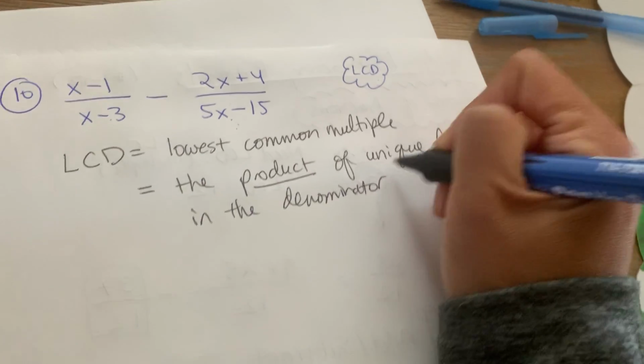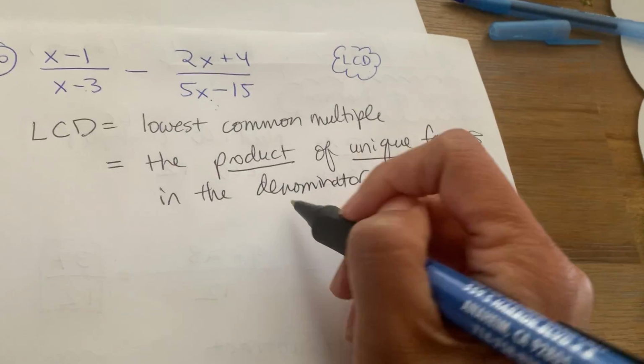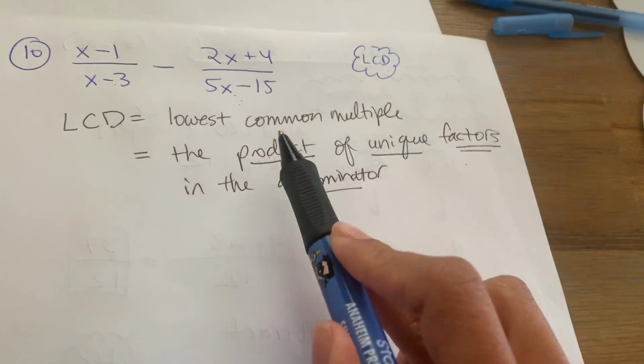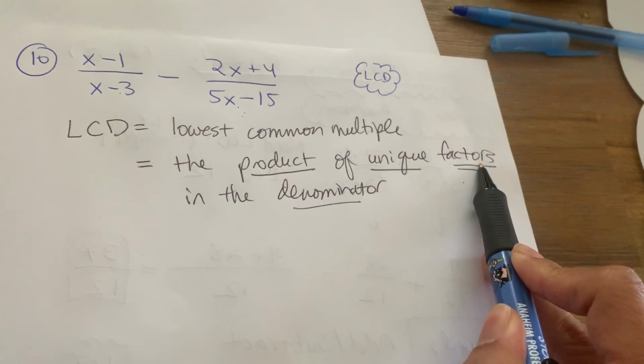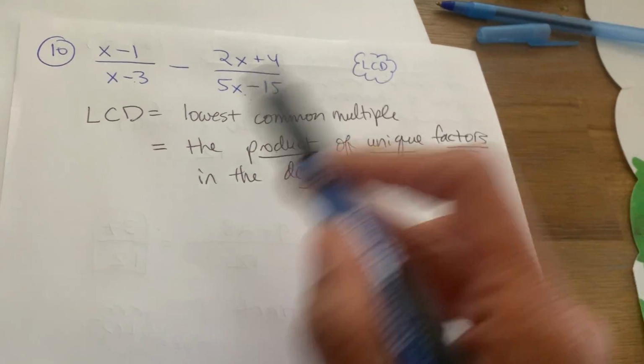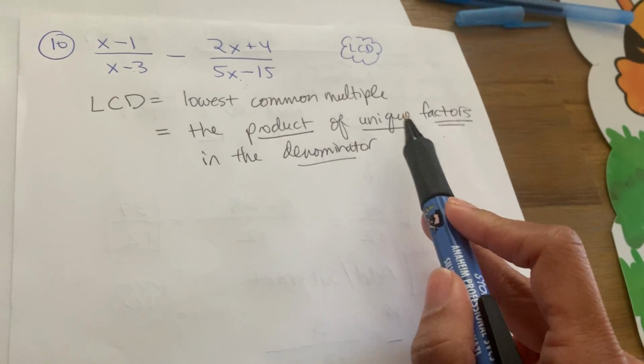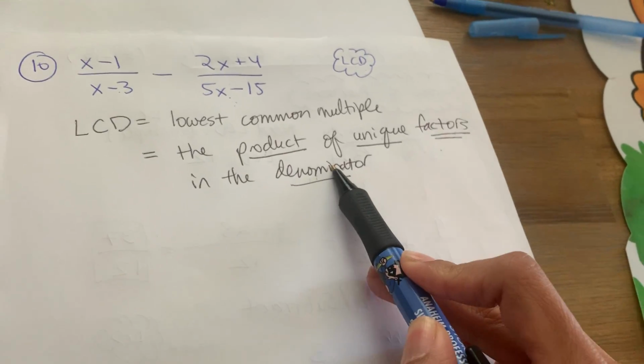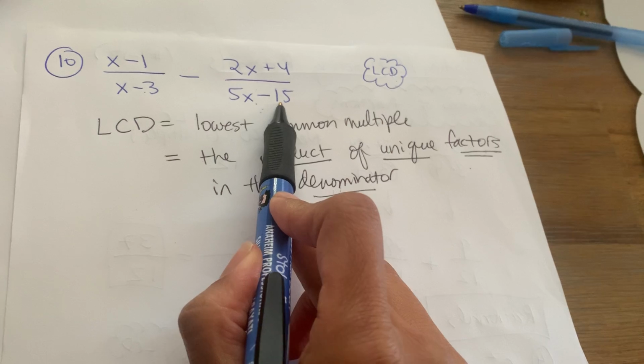So it's the product of unique factors in the denominator. Very important words, product of unique factors in the denominator. So let's unpack what that means. Right now I see the word factors in the denominator, so I know I need to factor the denominator.